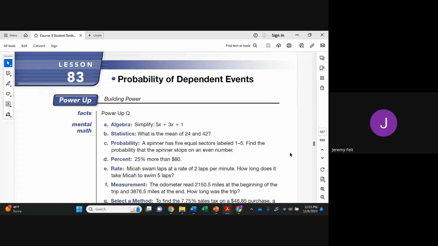So lesson 83, we're looking at probability of dependent events, events dependent upon each other. Independent events would be like flipping a coin and pulling a card out of a deck of cards. Whatever you flip on the coin has no bearing on the card that you pull out of the deck. Whereas with dependent events, whatever happens in the first event does affect the second event, or third or fourth, or however many events we're talking about.